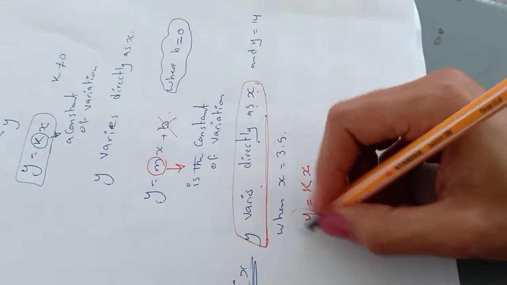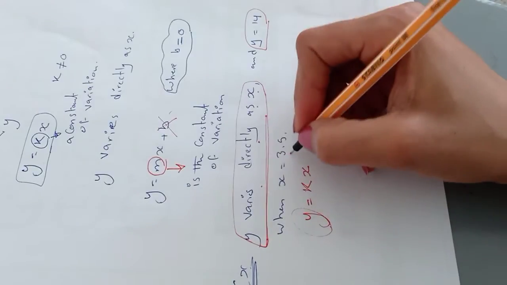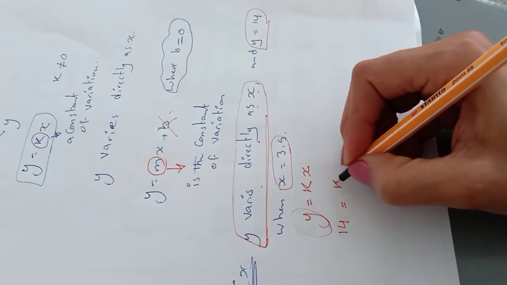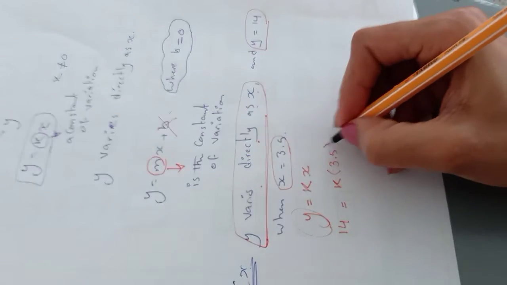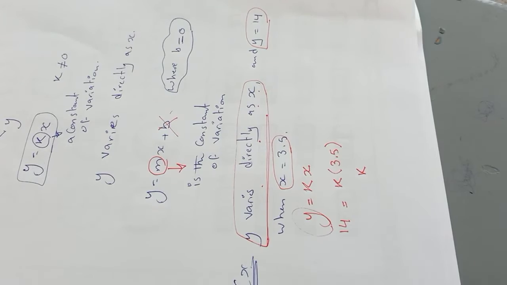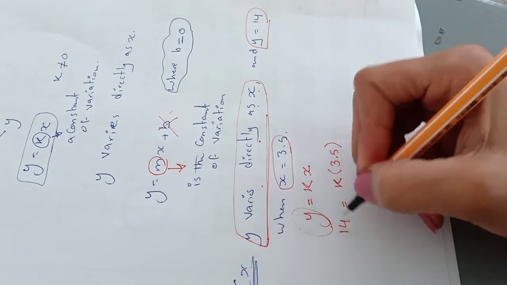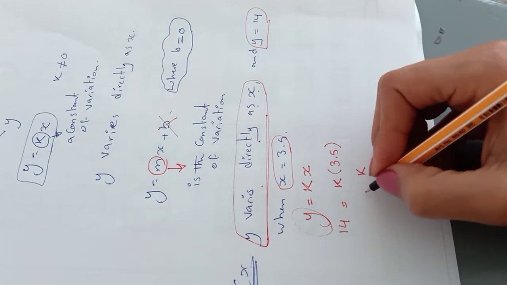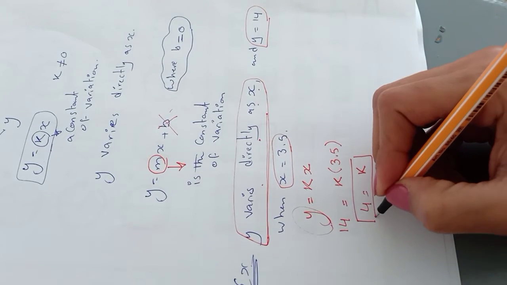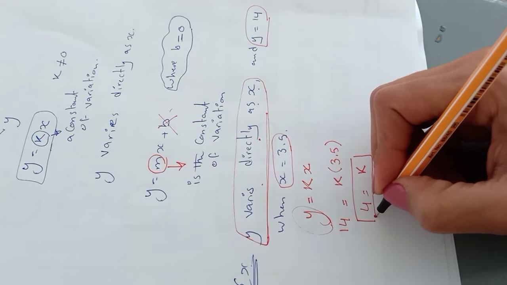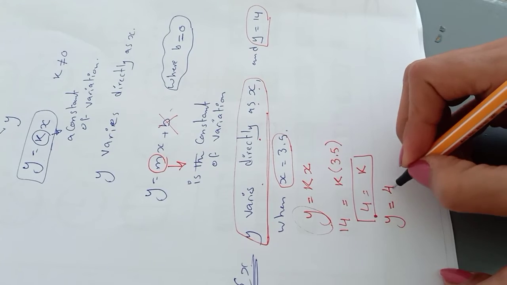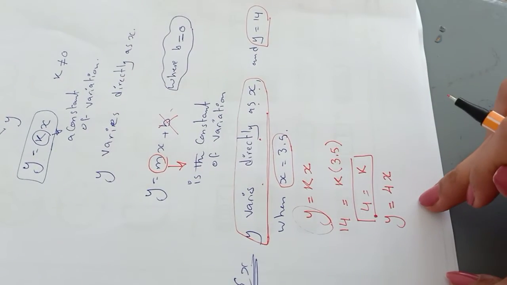Okay, replace y by 14 and x by 3.5. So 14 equals k times 3.5. Okay, so k equals 14 over 3.5, which equals 4. This is the value of k. Now let's write the variation function. The variation function will be y equals 4x.